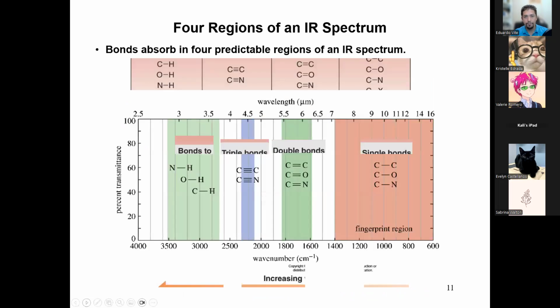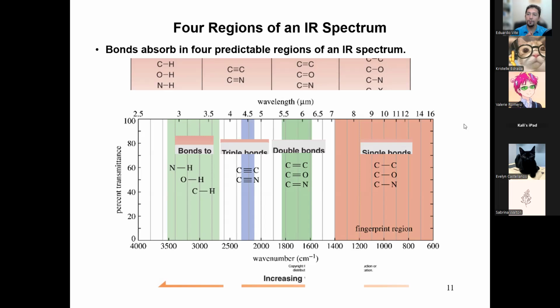Here we go. All right, so here it is, the secret you've all been waiting for. We know roughly where to find them, right? Remember, single bonds are weaker than double bonds. So single bonds are going to have lower wave numbers than double bonds and triple bonds. So most single bonds are going to be found on the right side of the spectrum.